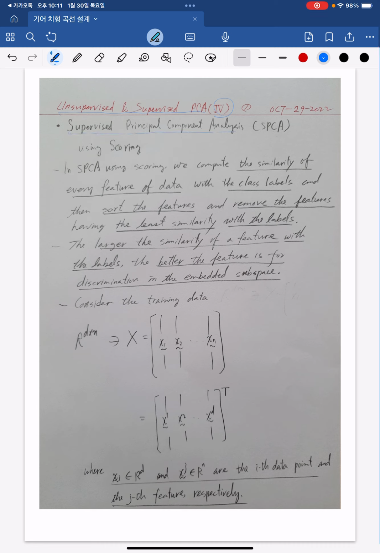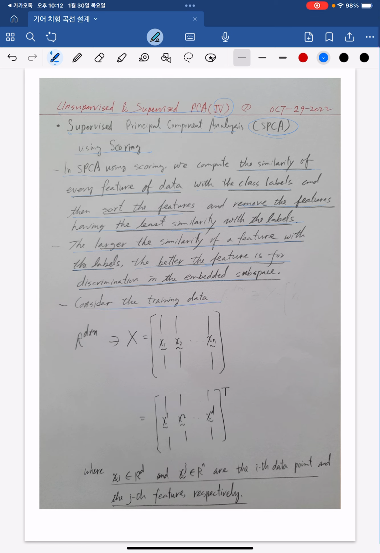Supervised Principal Component Analysis, SPCA for short, using scoring. In SPCA using scoring, we compute the similarity of every feature of the data with the class labels, and then sort the features and remove the features having the least similarity with the labels. The larger the similarity of a feature with the labels, the better the feature is for discrimination in the embedded subspace.